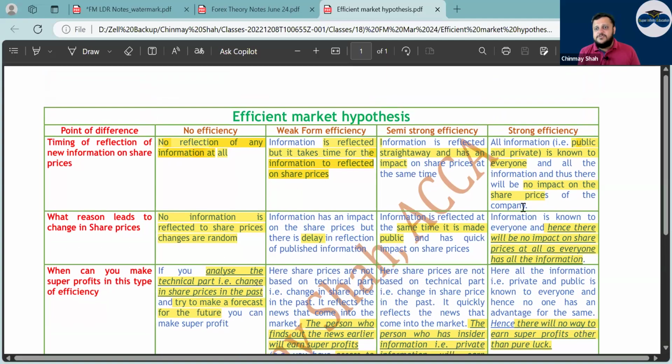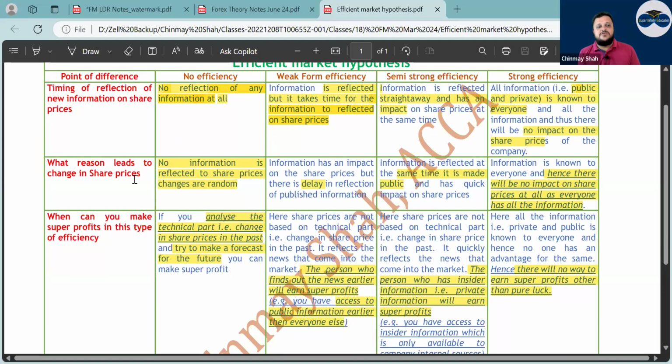Coming to strong efficiency, right? All information is available to the public. There is no novelty. You don't need to announce anything. Everything is known to everyone. Right? What reason is there for the share price to change? No information is reflected in the share price. Changes are very random. When can you make super profits? If you analyze the technical part, that is the change in share price in the past, and try to make a forecast for the future, you can make super profits.